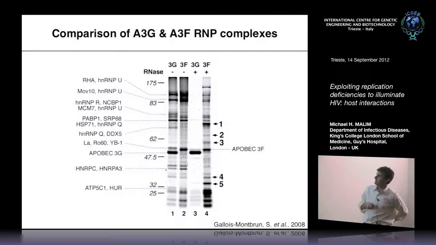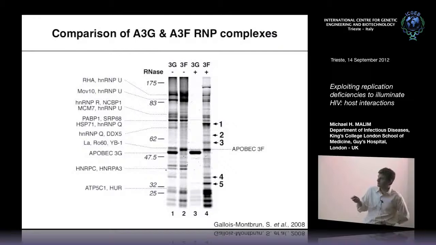So we took a proteomic approach to looking at this several years ago. We expressed 3G or 3F in T cells, purified out the complexes by affinity chromatography, and looked at the proteins that were in complexes. Now, the first thing to say is that these complexes are large ribonuclear protein complexes, and particularly obvious for APOBEC3G, if you treat the complex that you can affinity purify with a ribonuclease, almost all the proteins are lost. But before you do that, if you do mass spectrometry to identify the proteins in there, you find a lot of RNA binding proteins, as you might imagine.